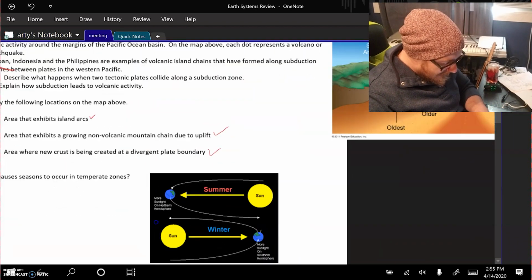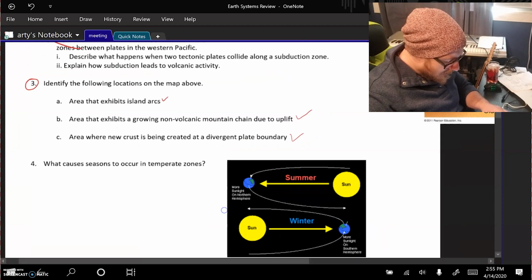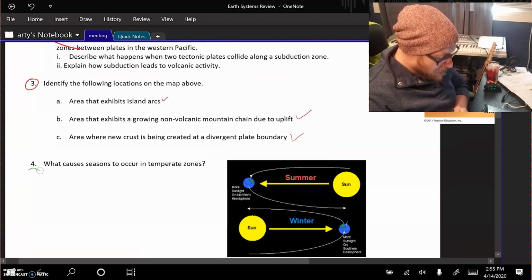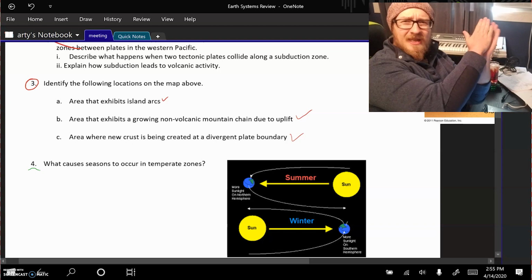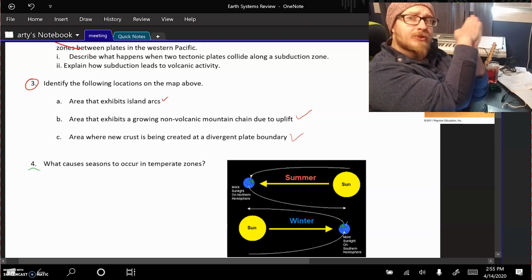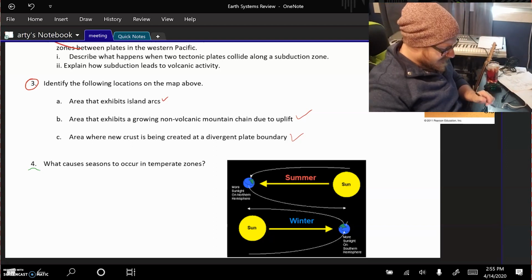So here it asks you to explain what causes seasons to occur in temperate zones. And that's the tilt of the Earth, right? The tilt of the Earth is what creates the seasons.